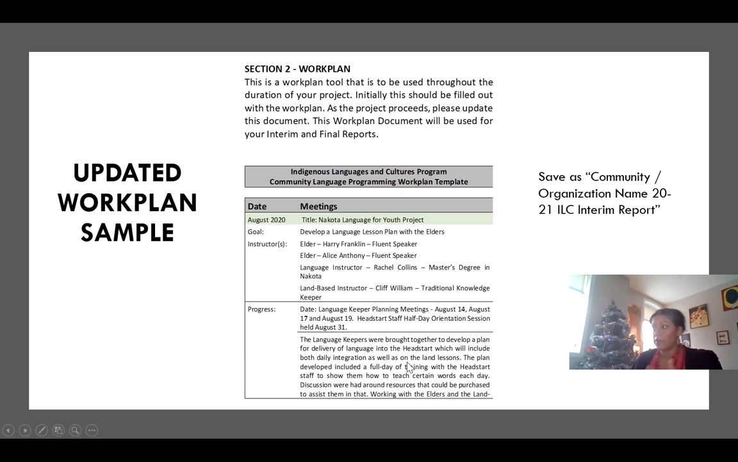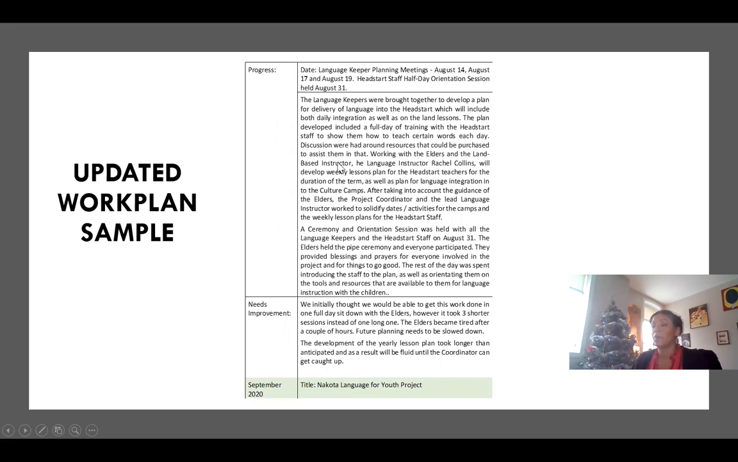So we brought them together to build that, to try to develop how we're going to do daily integration of language into the Head Start. What we found, we talked about the different types of resources that we're going to want. We talked about how we're going to plan the dates and the camps and the weekly lessons. And we also kicked it off with a ceremony that month and an orientation for the Head Start staff. And so it just gives you a little bit of what happened in August around the project.